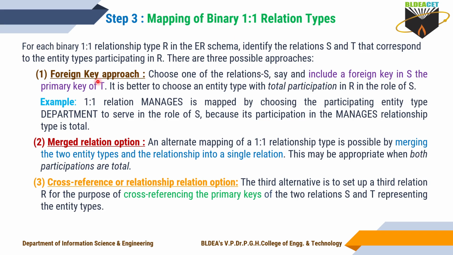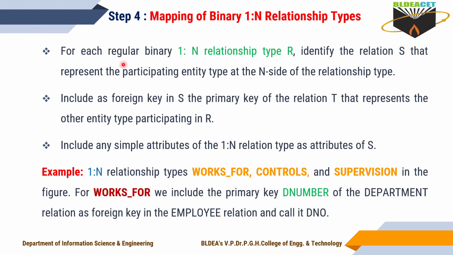One is the foreign key approach, where you take the primary key of S as a foreign key in T. Second, merged, where you merge both into a single relation. Third, cross-referencing, where you create one more new relation, and in that relation you take both relations' primary keys as foreign keys.